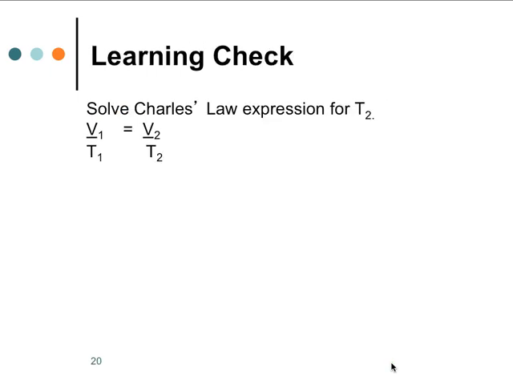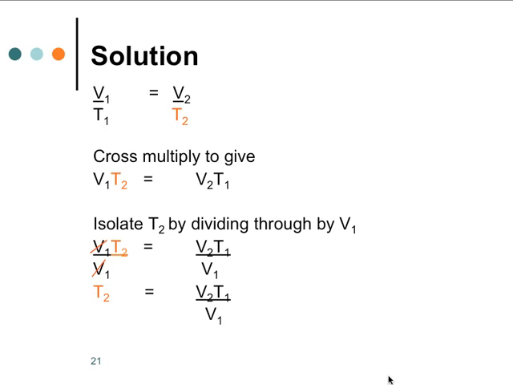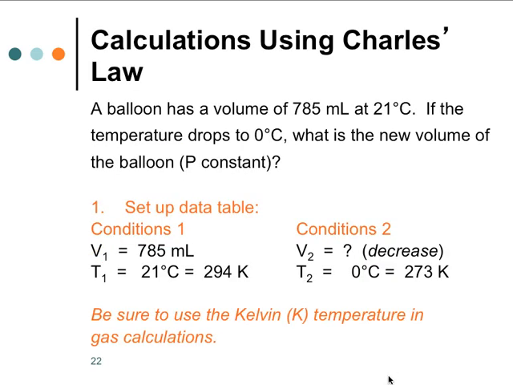Okay, oh look, I jumped ahead. There you go. All right, here's a problem using Charles's law. A balloon has a volume of 785 milliliters at 21 degrees Celsius. If the temperature drops to 0 degrees Celsius, what is the new volume of the balloon?